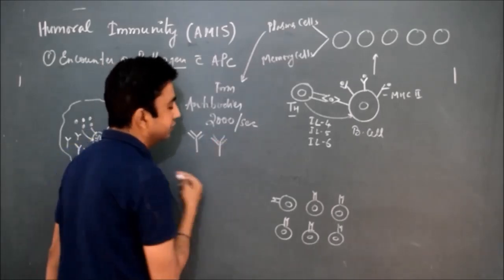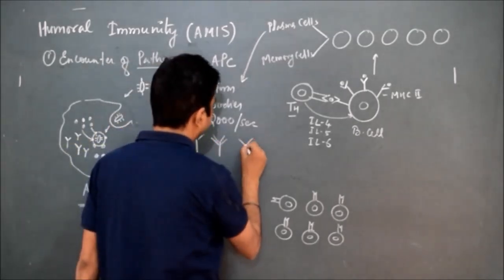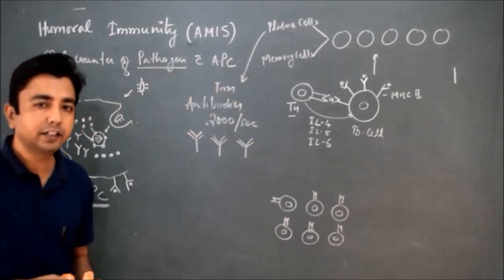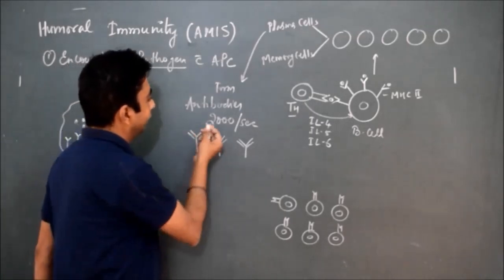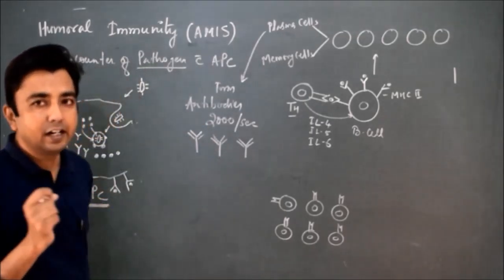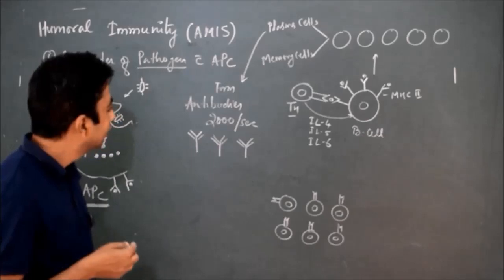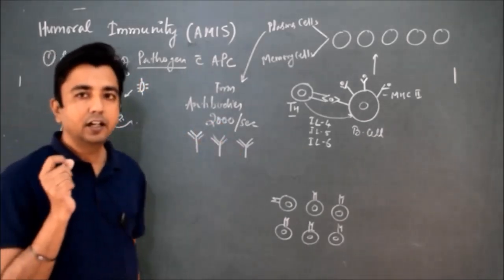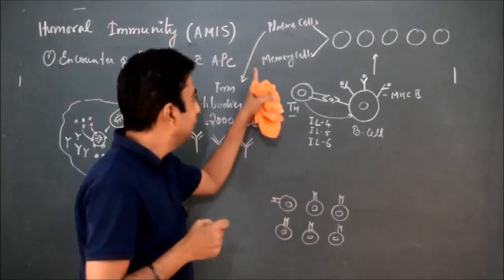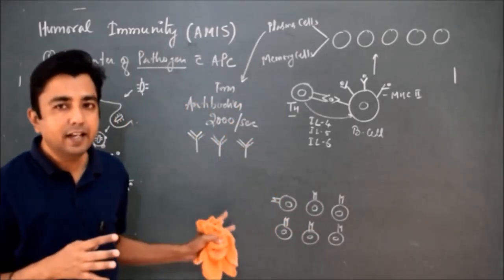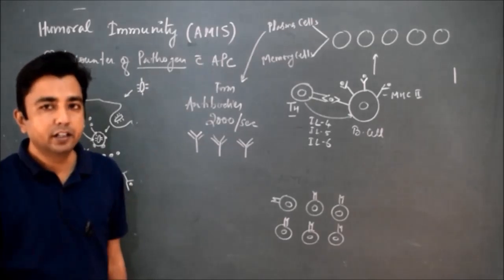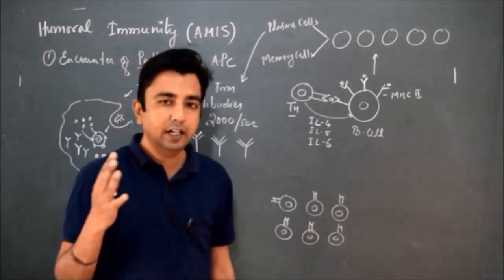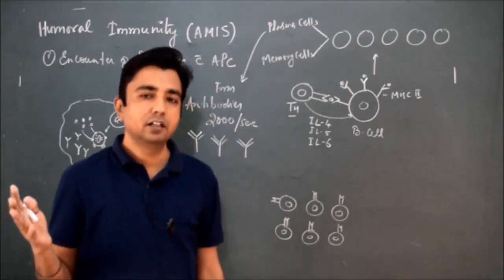These are the antibodies, they are Y shaped. We will see the classes of antibodies in a later lecture, but here we have to focus on what these antibodies do. Once these antibodies are formed in the lymphatic organ by the plasma cells, they will circulate in the body fluid. For example, these antibodies will circulate in the blood.